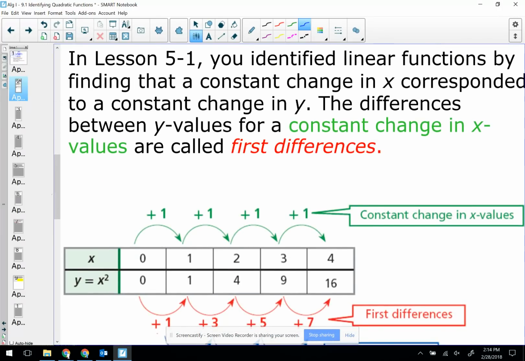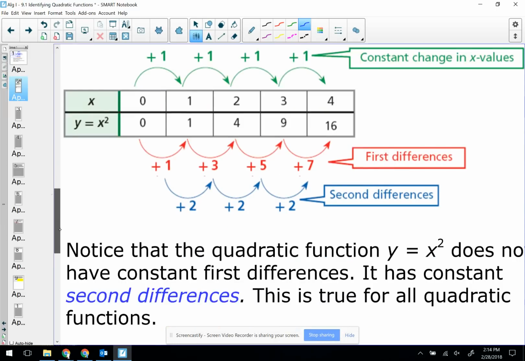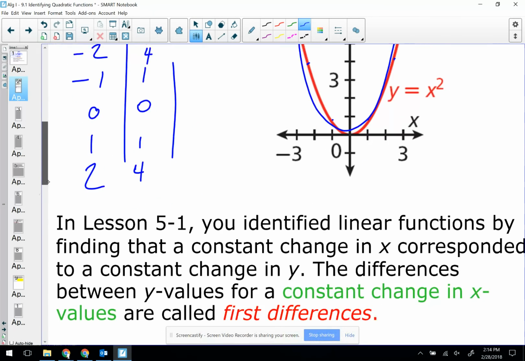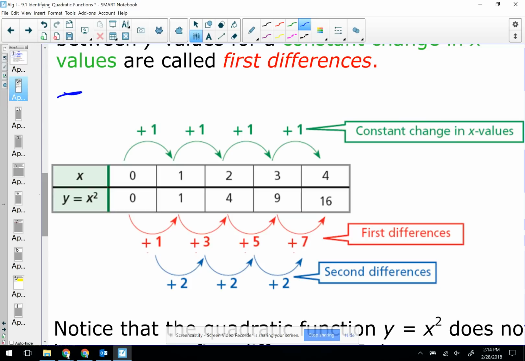Now, take a look here on a table. In lesson 5.1, we identified linear functions by finding a constant rate of change. Now, in quadratics, there's going to be a constant change in the second differences. Please draw this diagram in your notes. Okay, I want to see that diagram in your notes. So pause here and draw that diagram with the second differences, the first differences, and the constant change. I'll give you a minute to pause.